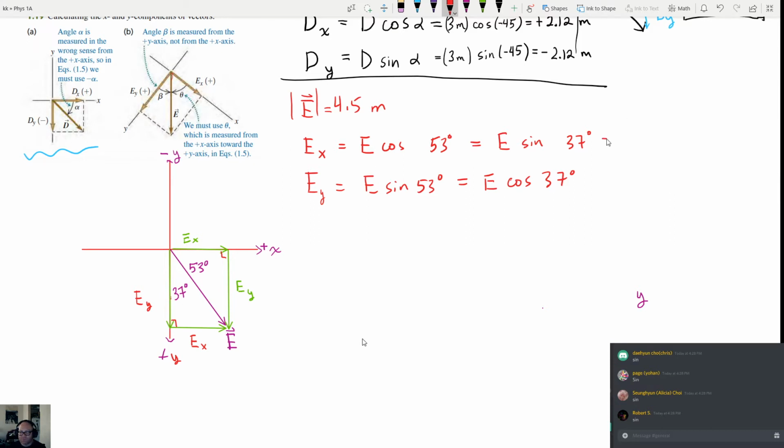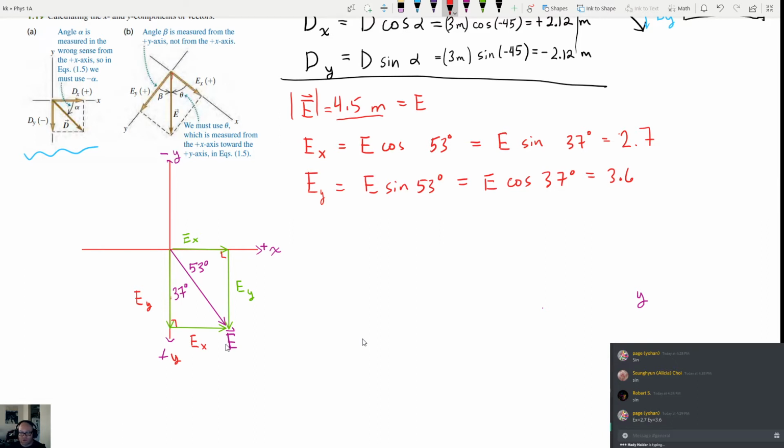And if we plug the numbers in, what do we get? Remember that E basically represents 4.5. I'm going to assume that you can do that for yourself. You're going to get 2.7 and 3.6. Let me see if this makes sense. So this should be cosine 53.